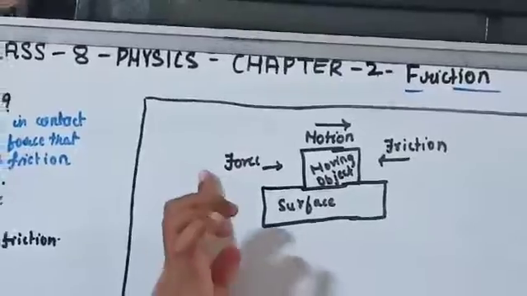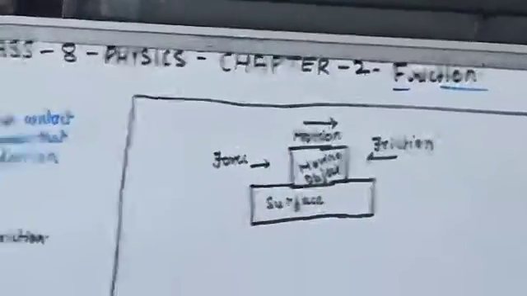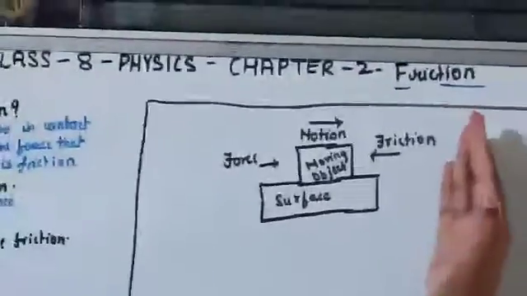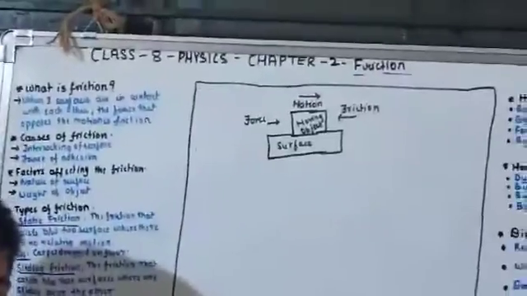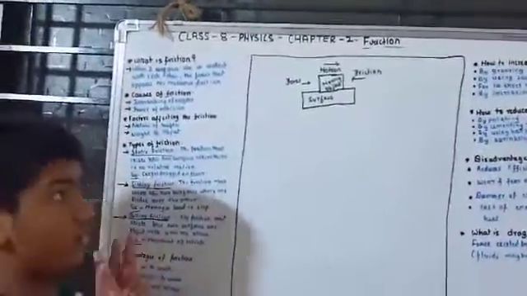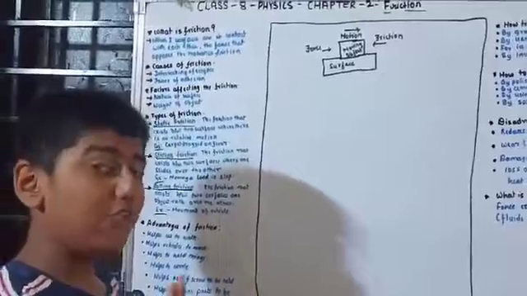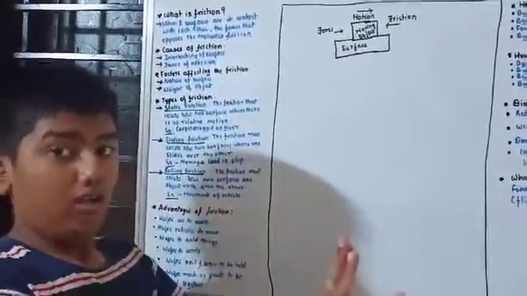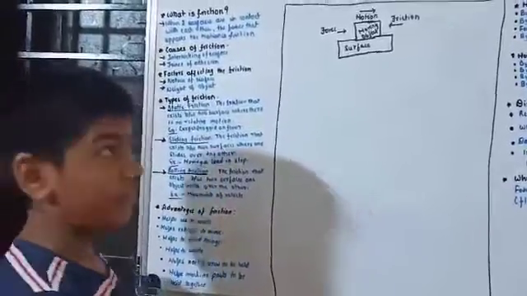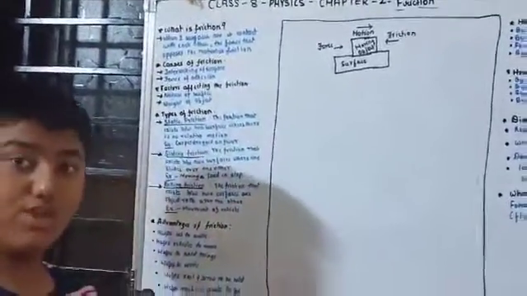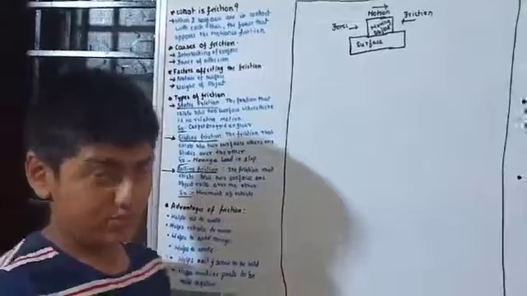Now if you are pushing it in this direction, you are applying a force. If you are pushing in one direction, the friction will be in the opposite direction, and the motion will be opposite to friction. Now this is friction. Friction is a contact force.